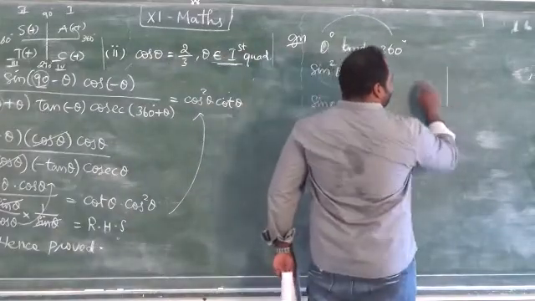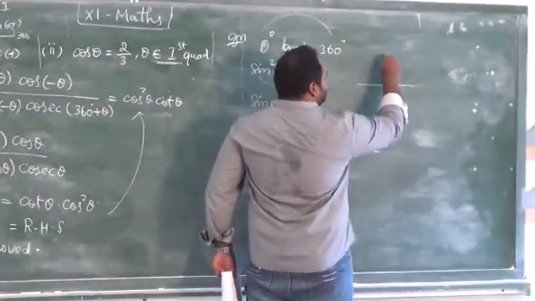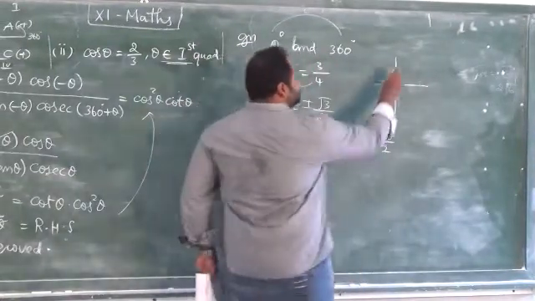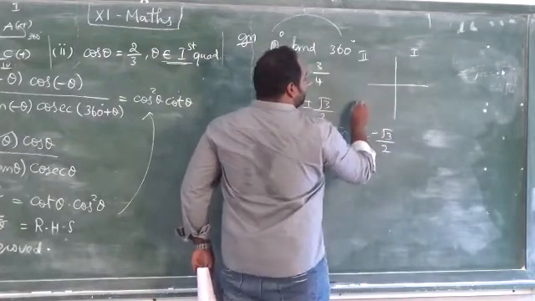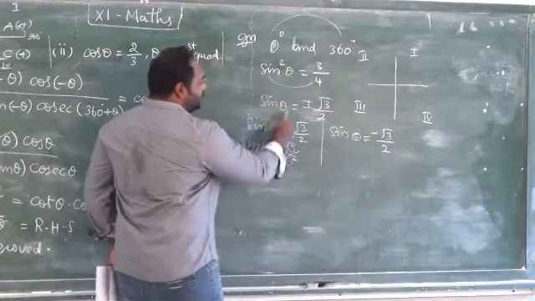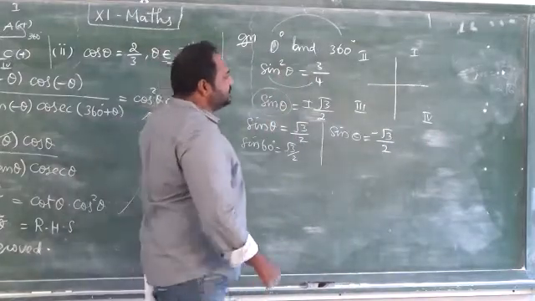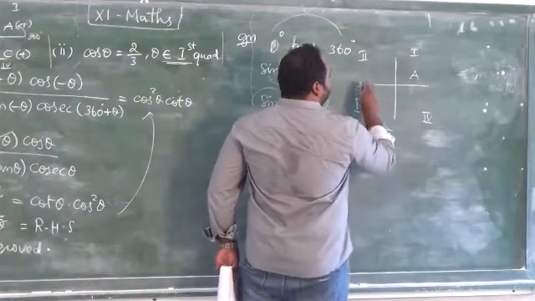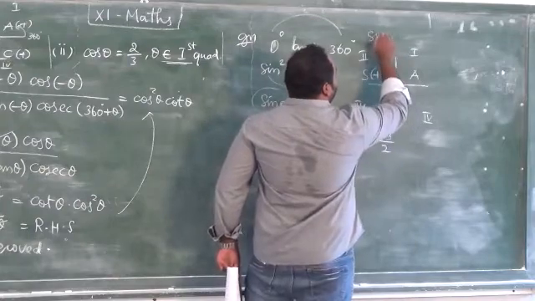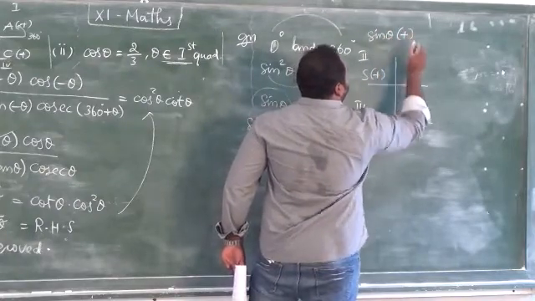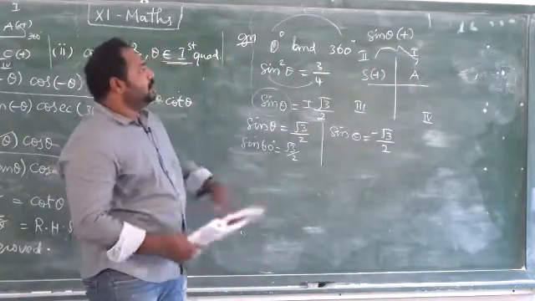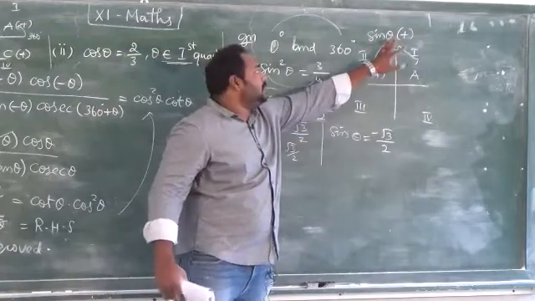I'm going to teach you using quadrants, which is easy to understand. This is the first quadrant, this is the second quadrant, this is the third quadrant, this is the fourth quadrant. Okay. Sine value is always positive in the first and second quadrants. We know that sine is positive in these two quadrants, the first and second quadrant.